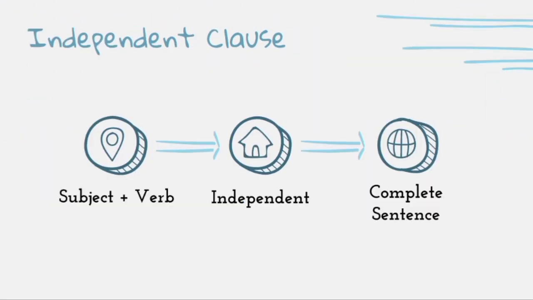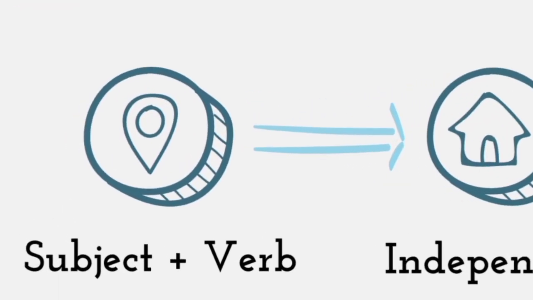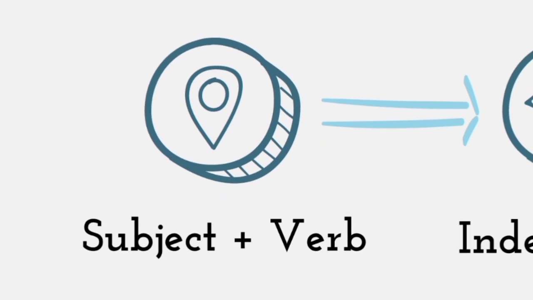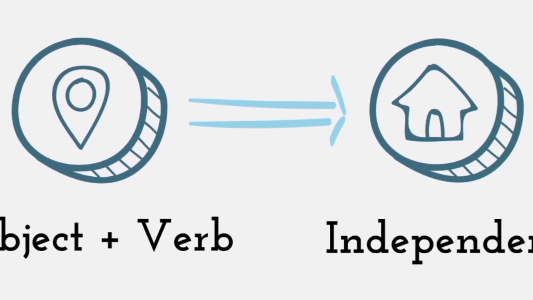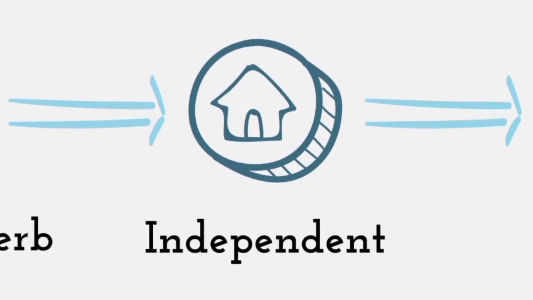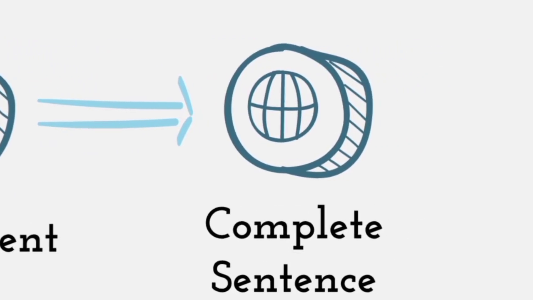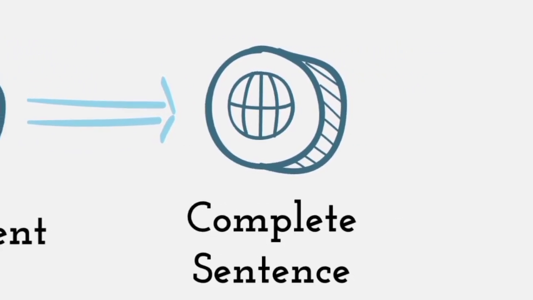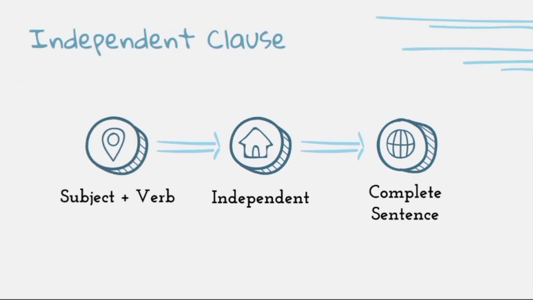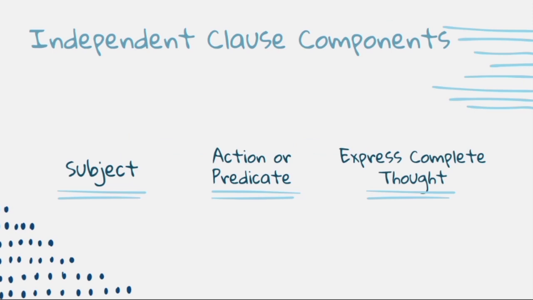What is an independent clause? As a clause, independent clause obviously contains subject and verb. But what differs independent clause from dependent clause is the independence itself. Being independent means that it can stand on its own. Independent clause does not need to be joined to any other clauses because it contains all the information necessary to be a complete sentence. Independent clauses have three components.